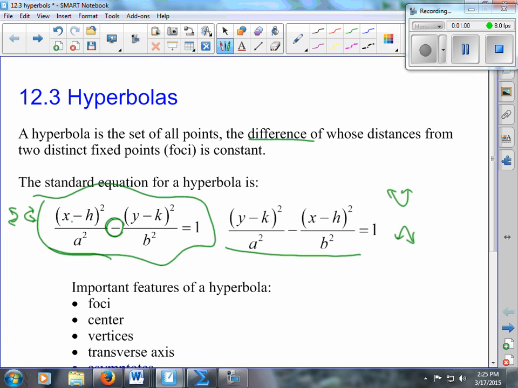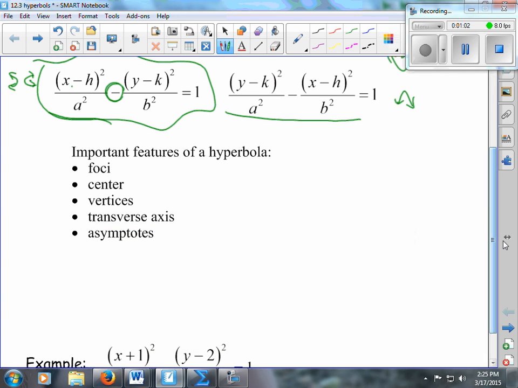So the important features of a hyperbola, some of them are very familiar. We still have foci. We have a center. We have vertices. The vertices are these 2 points at the end of the hyperbolas. And we have what's called a transverse axis. This is the distance between the vertices. And we also have asymptotes. By the way, the equation for our foci is the standard Pythagorean theorem, not like in ellipses where that plus is a minus.